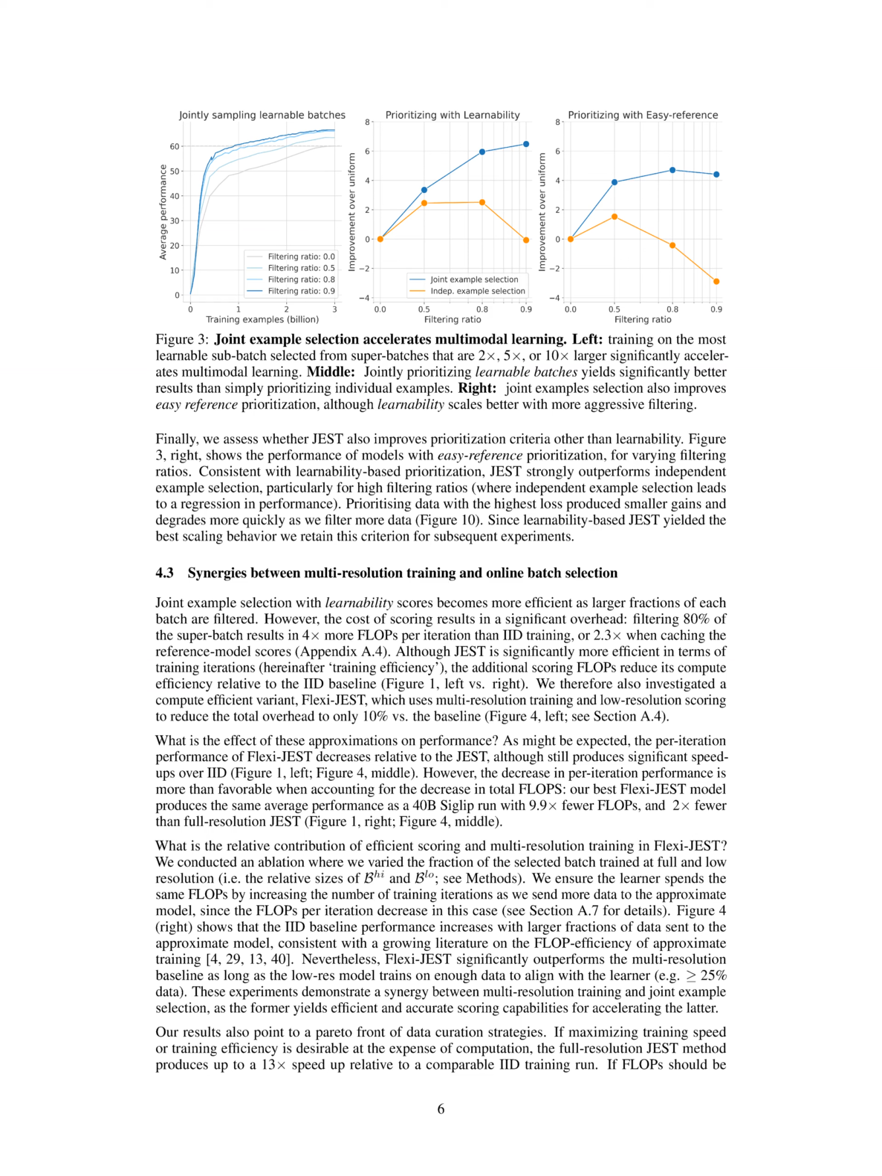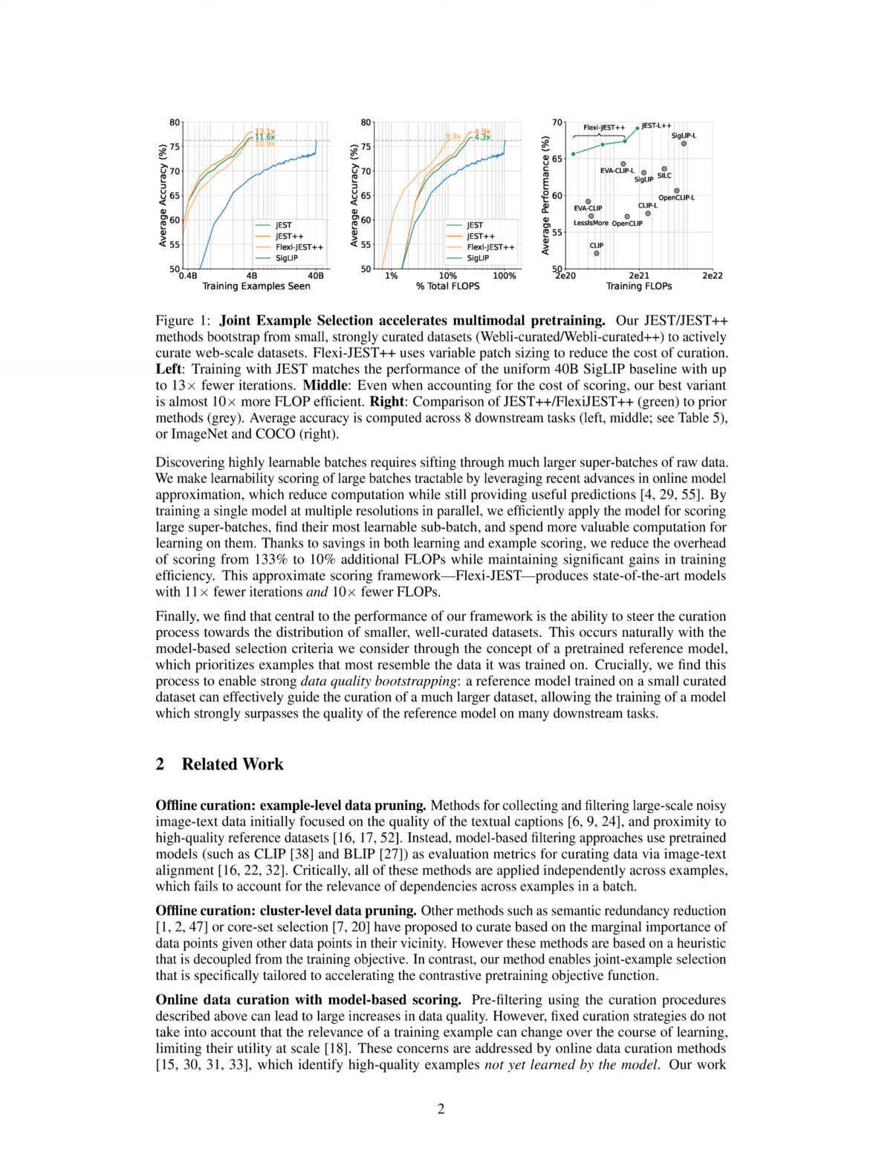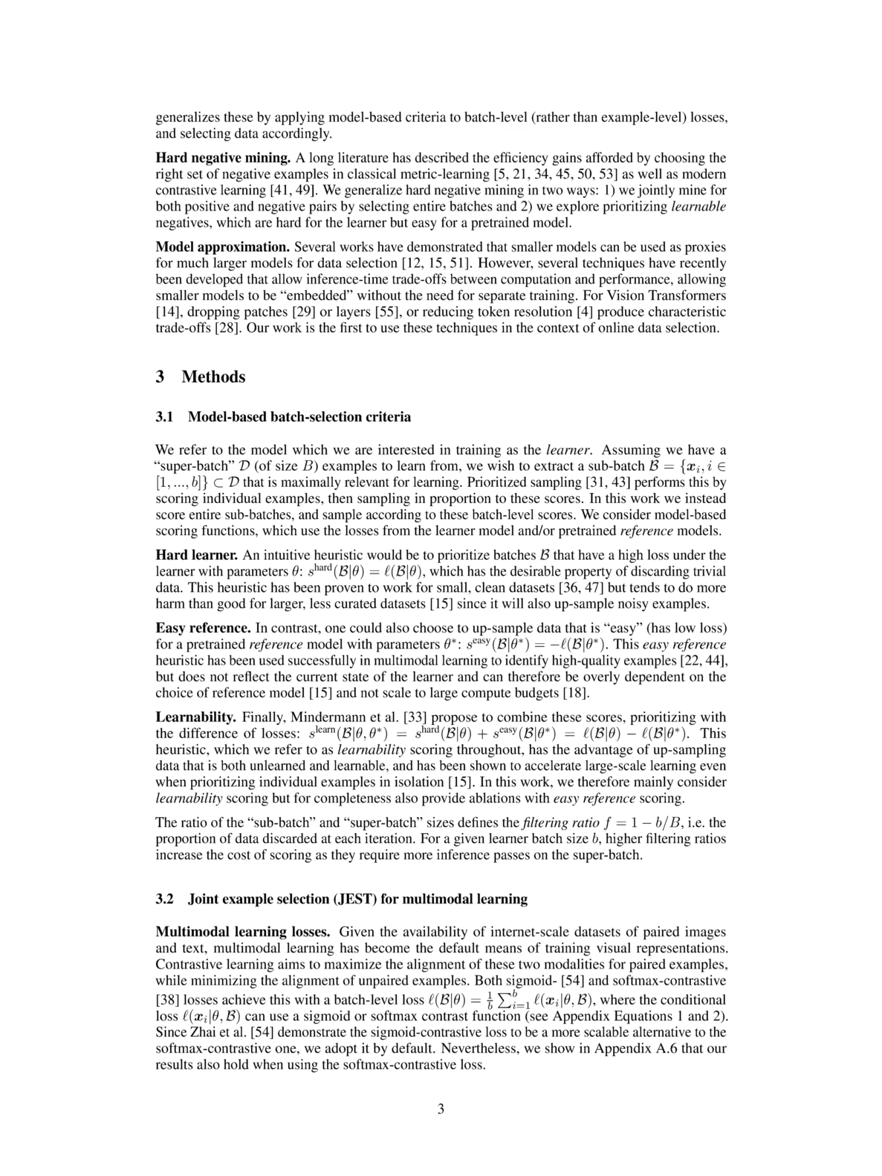JEST considers 3 scoring heuristics: hard learner, easy reference, and learnability. Hard learner prioritizes batches with high loss under the learner model. Easy reference prioritizes data that is easy for a pre-trained reference model. And learnability combines these scores to upsample data that is unlearned and learnable. 3. Joint Example Selection. JEST samples batches in proportion to their joint learnability, decomposing the batch learnability into conditional learnabilities of each example given other examples in the batch.